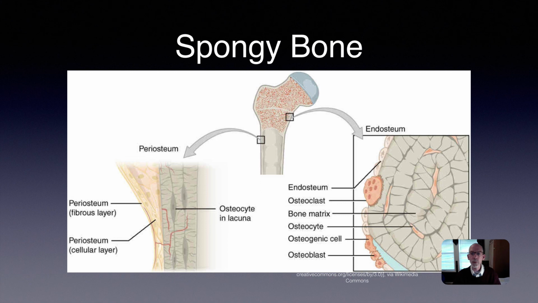Let's now take a look at spongy bone. As we saw earlier, spongy bone is found in the epiphyses of long bones. This isn't the only place where it's located. It's found in a variety of bones inside of the skeletal system, but it's easier to see in this picture of the long bone.